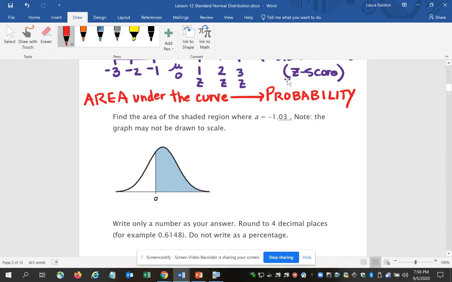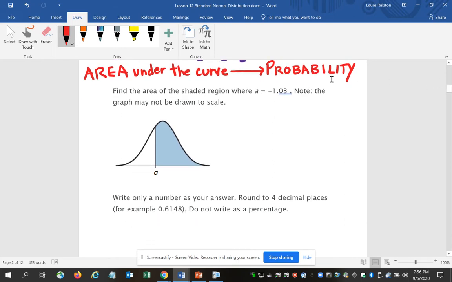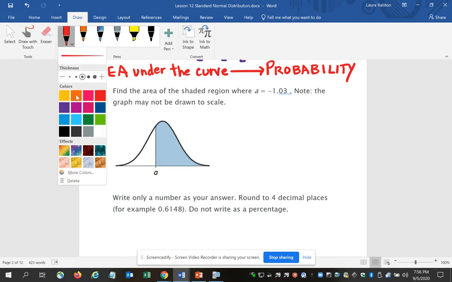And so really they're just asking you to do some calculations. Now they really kind of make it sound difficult, okay? But this question says find the area of the shaded region where A is negative 1.3.